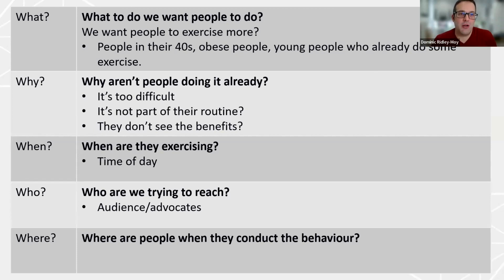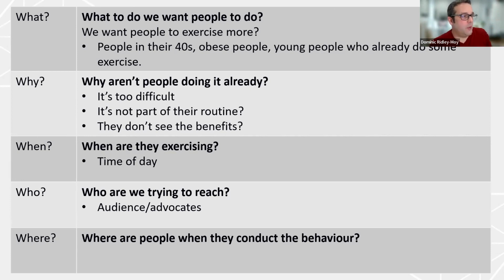So this is my very simplified version of COM-B. This is what we need to think about when we're planning our campaigns. So ask these questions: what, why, when, who, and where. It's really to just get you thinking. So if we're thinking about exercise, and this is something that I've been working on all week actually, so it's very timely for me.